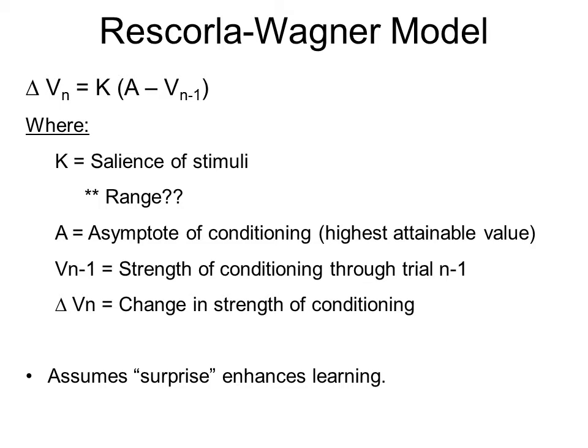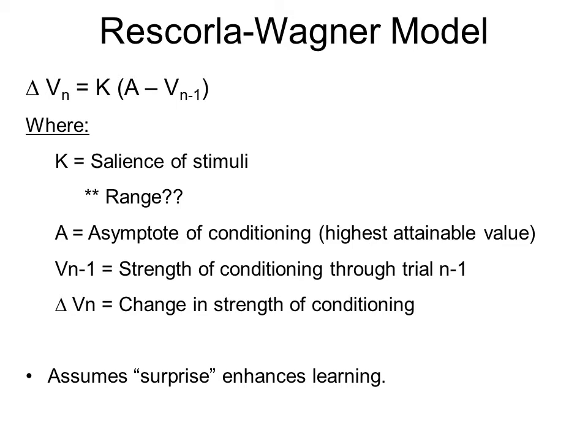The tone is too soft. The food is too weak. The animal, or the person, cannot detect these things. They are imperceptible, and therefore will have no impact on learning. 1, of course, is the upper bound, and that means that the stimuli are so salient, so noticeable, that they cannot be ignored. So obviously those are extremes, and they are atypical in most conditioning preparations. Usually the value of K falls somewhere in between. So we have salience, or K.